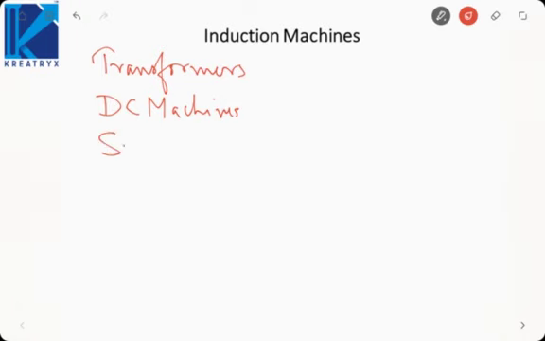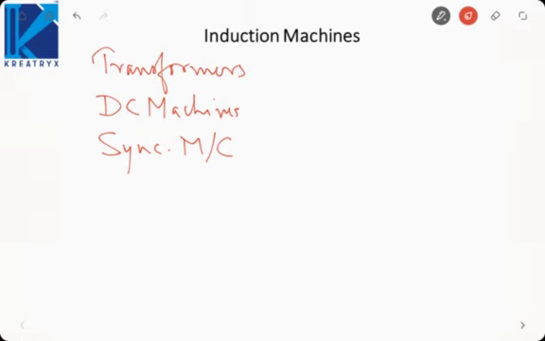Then we saw synchronous machines, which were the first AC machines that we saw. And why is it called synchronous? Because it rotates at a synchronous speed. In case of a generator, the frequency generated depends on the rotor speed, and in case of a motor, the rotor speed depends on the frequency applied to the stator.